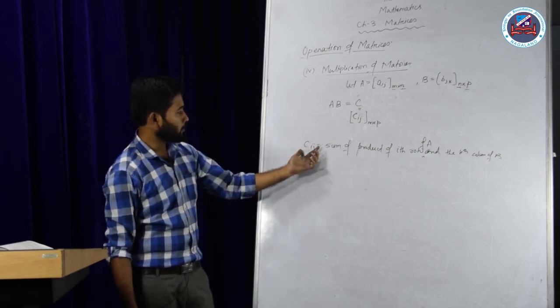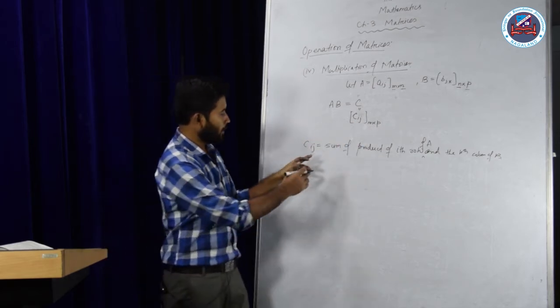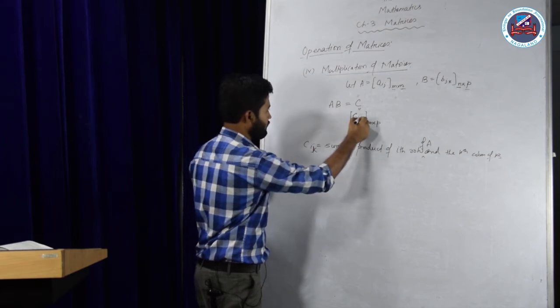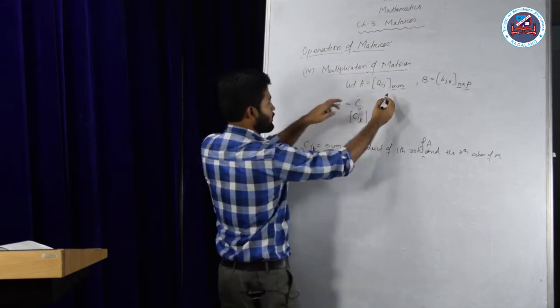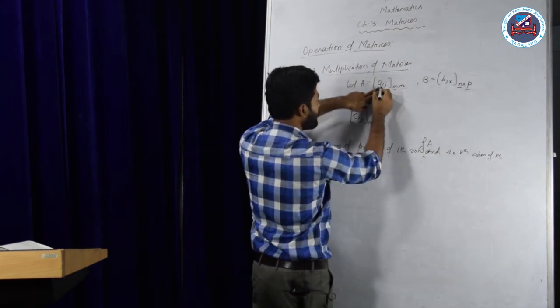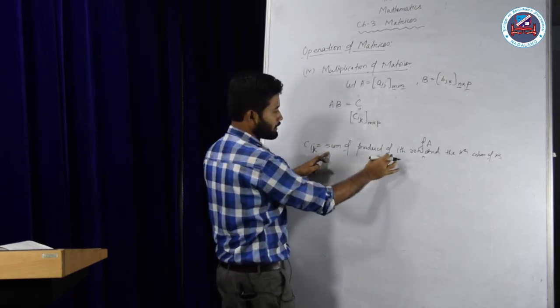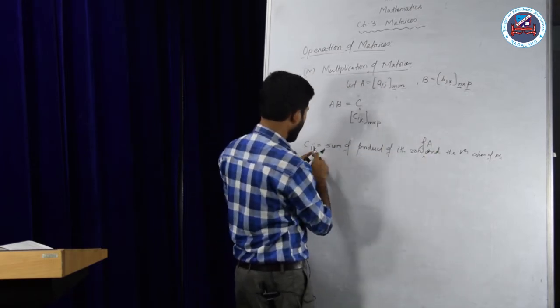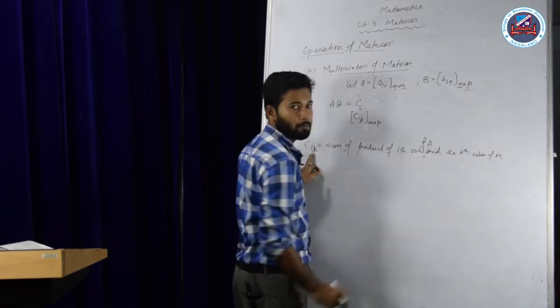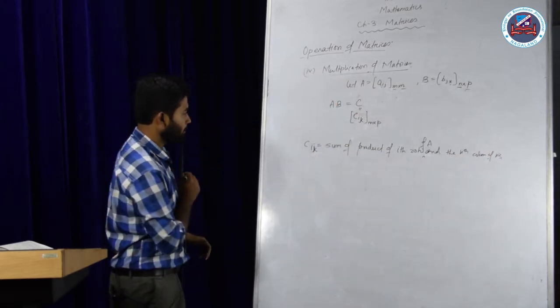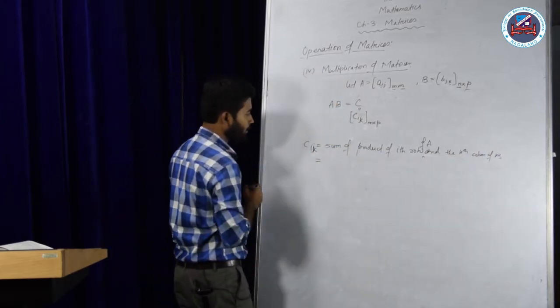And from where will the Cij come? It will be Cik. Sorry, because here we have considered m and p, so it will be i from here and k from here. So it will be Cik. That means sum of the products of the ith row of A and kth column of B. Clear? Okay.